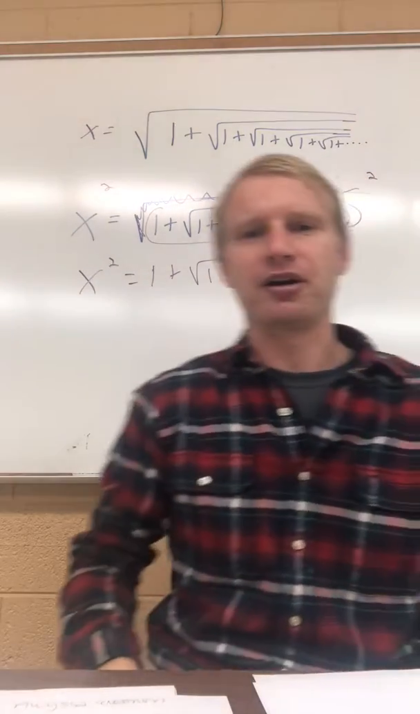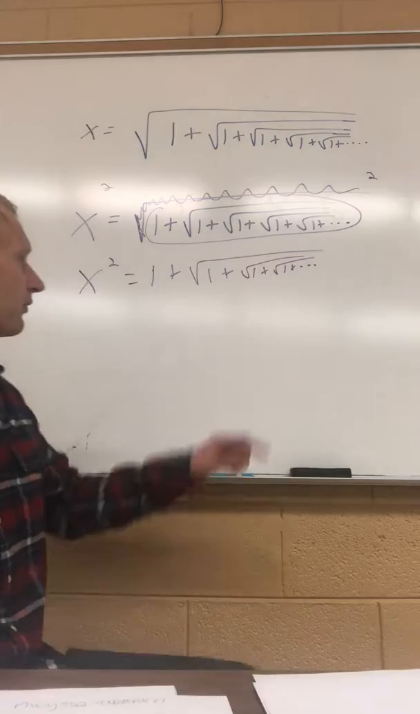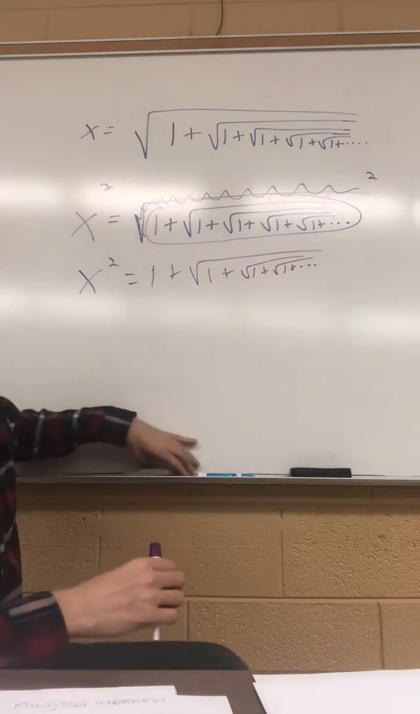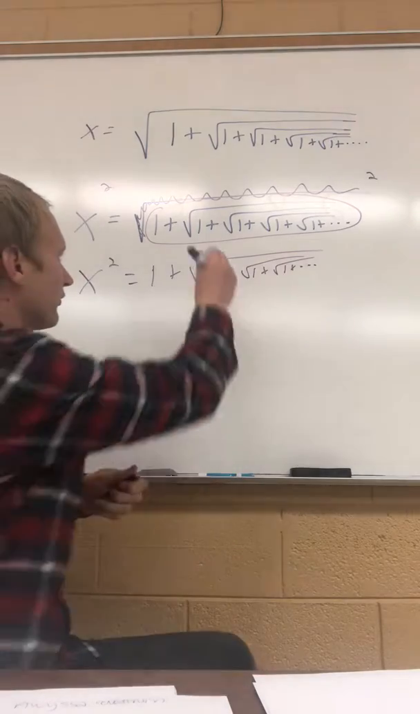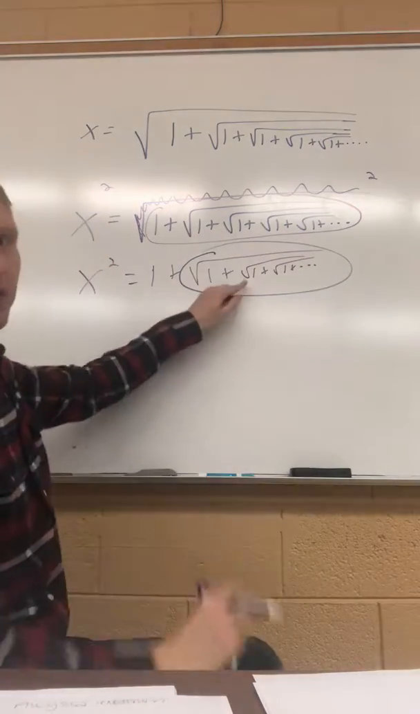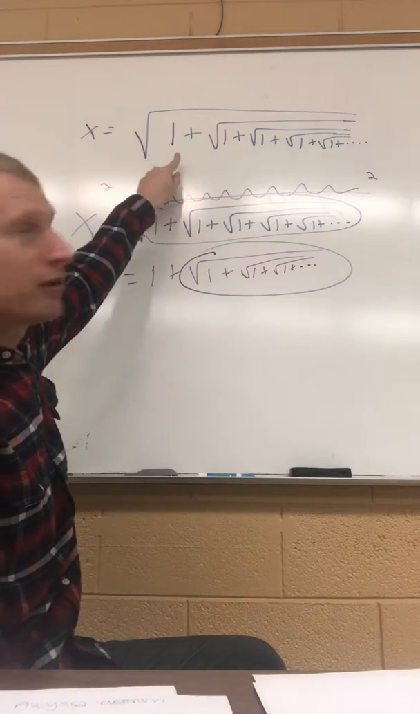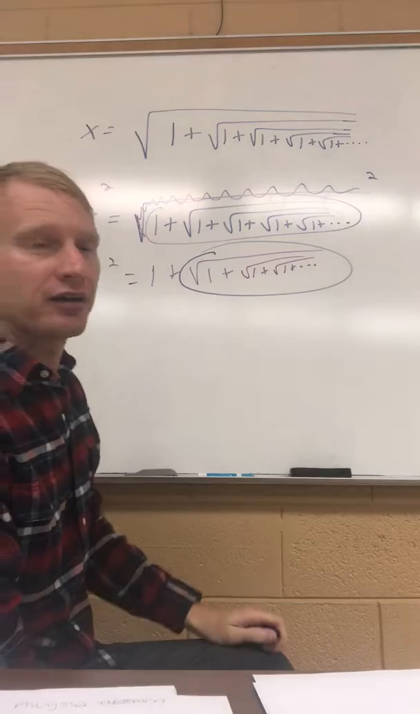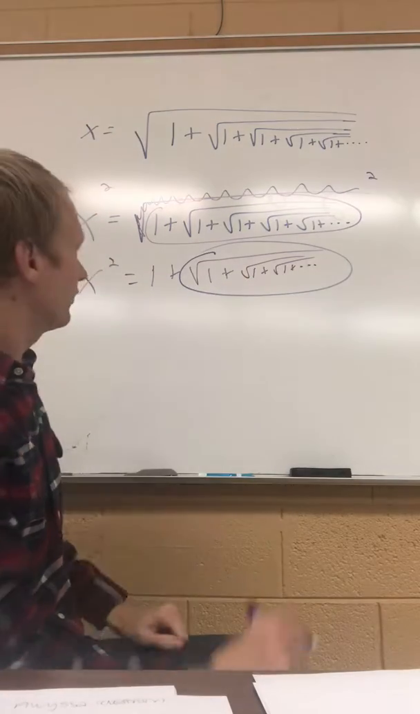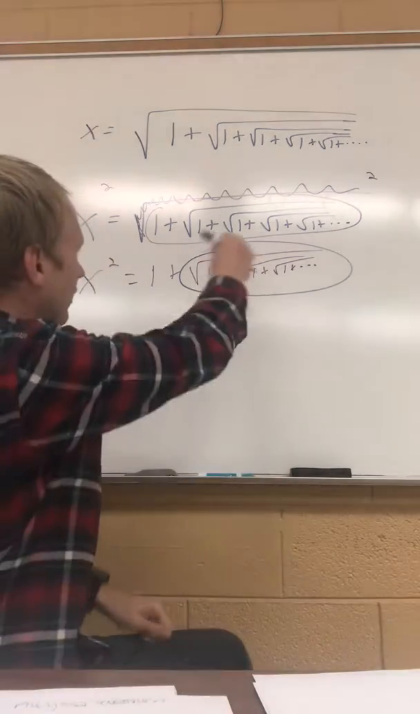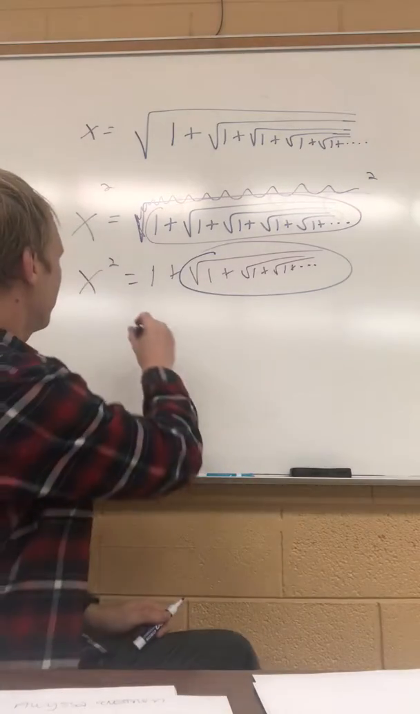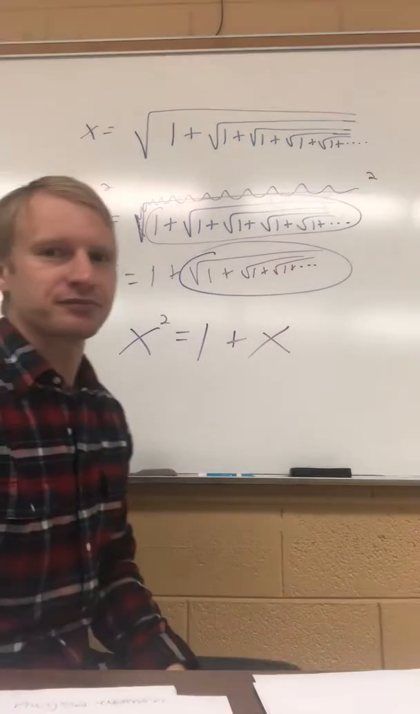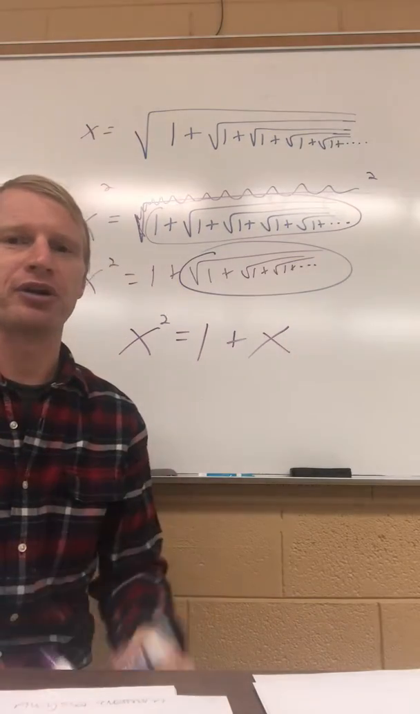But look at this for a second here. This is nothing more than x, right? Because we set this equal to x up here. You can see x equals the square root of 1 plus the square root of 1 plus the square root of 1, dot, dot, dot. So this is nothing more than x. So we can simply use substitution and replace this whole thing with x. So we get x squared equals 1 plus x. And now you can see we've got rid of infinity.